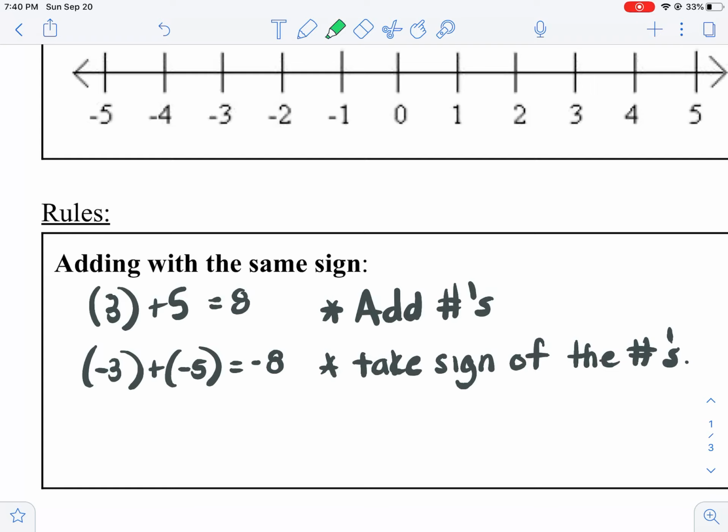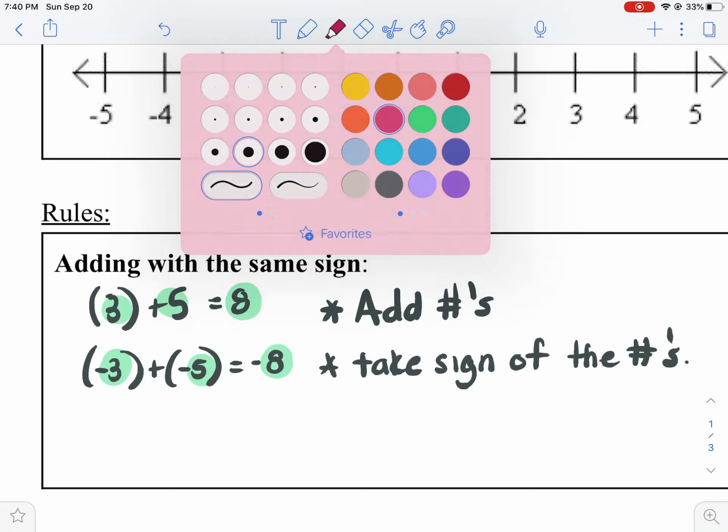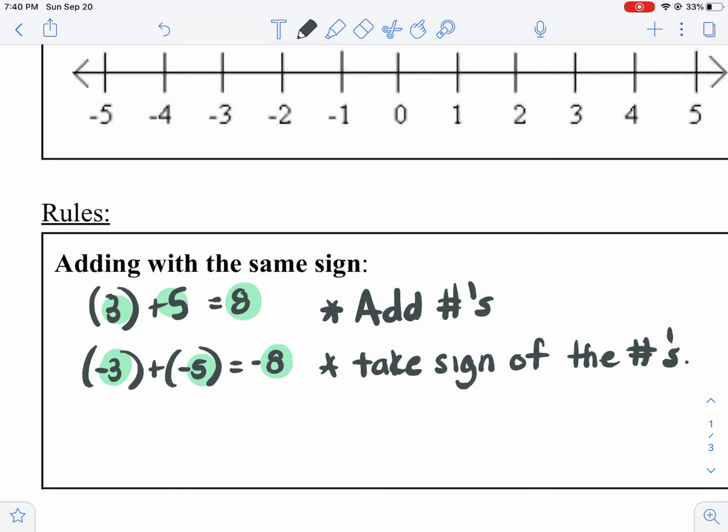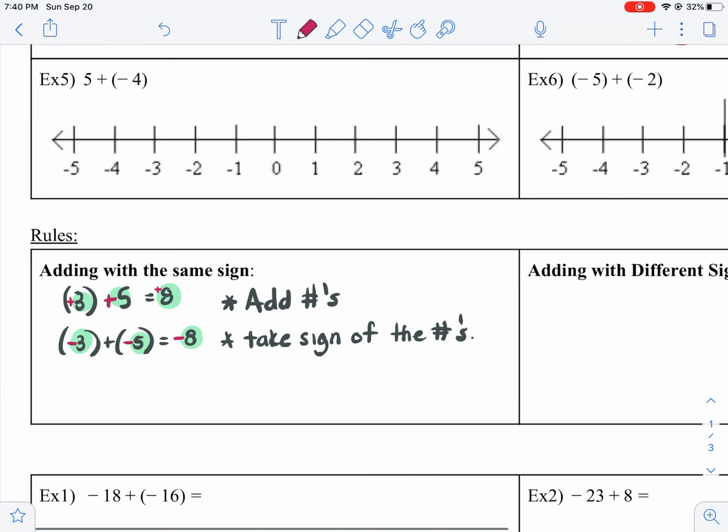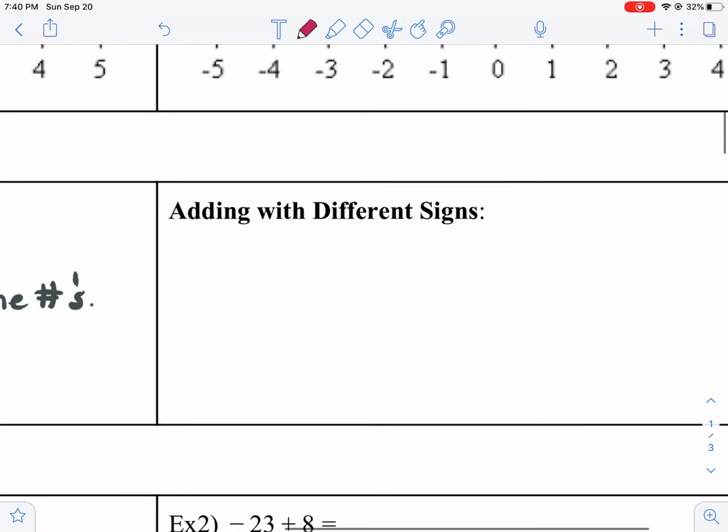Okay? So you can see here we had 3 plus 5, which was 8. And then the sign is whatever the numbers had. So here it was a positive, +3 and +5. So our answer is positive. And we take the sign of the second one because we have a negative and a negative, so our answer was negative. Okay? So the same sign ones are easy. Add the numbers, take the sign of whatever they were.